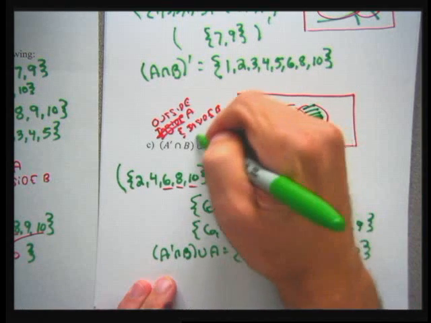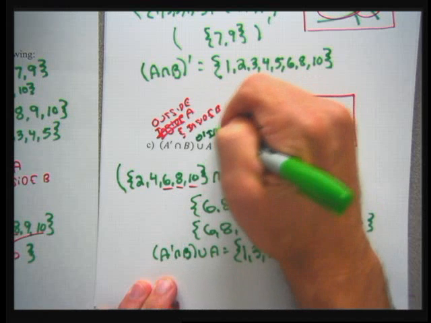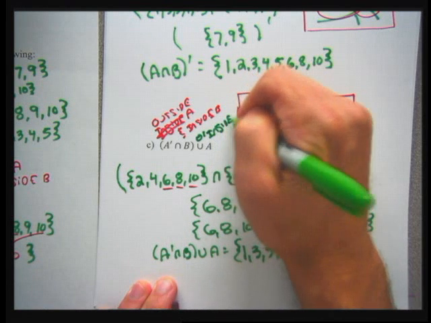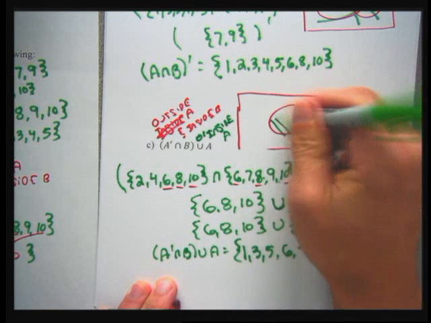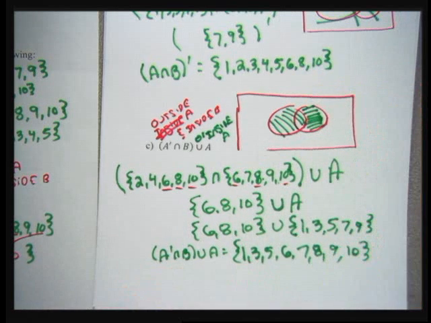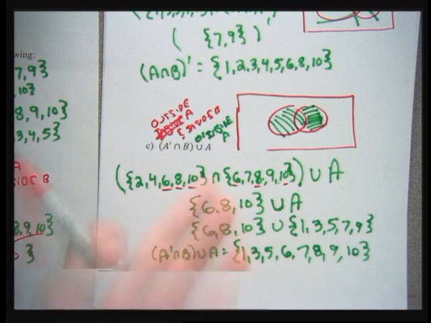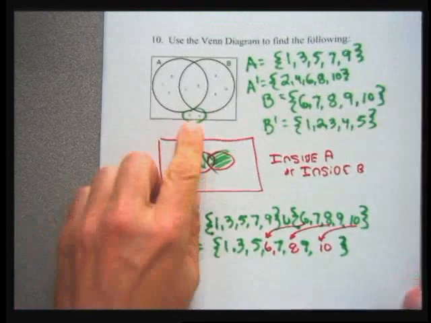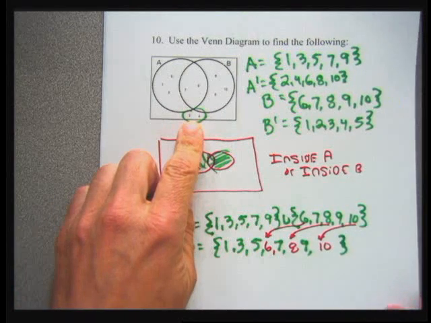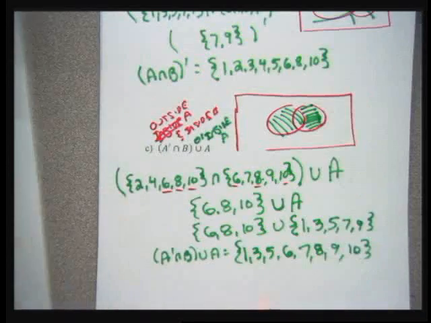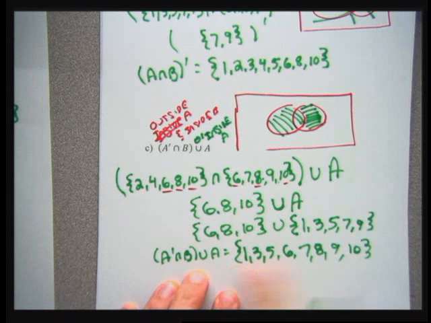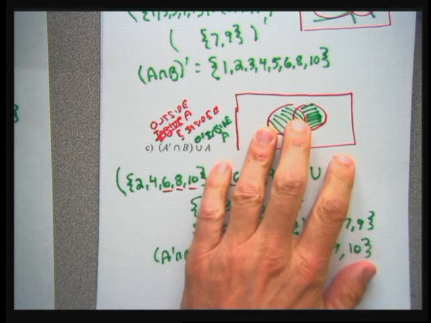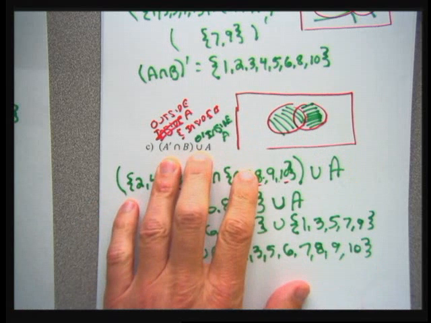And this says or inside of A, and I have to add anything that's inside of A, so I'm adding that. And that's the region pictorially that this depicts, and it represents everything but the numbers 2 and 4. That's the only number that's missing from the picture. I look at my list, and it's only missing the numbers 2 and 4. So pictorially, this is the figure that represents it.